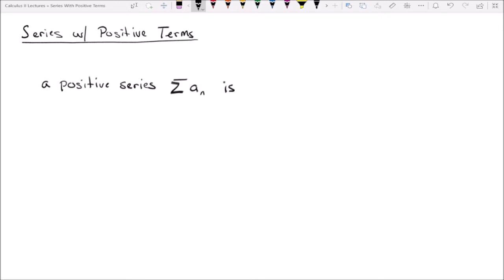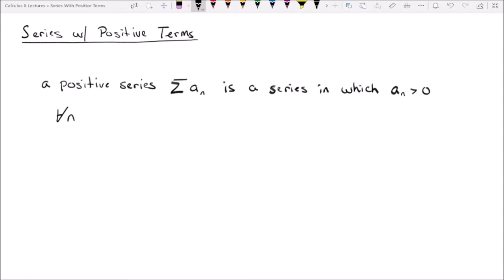All right, so a positive series is a series in which each term is positive. That makes sense, right? So a sub n is greater than 0 for all values of n.